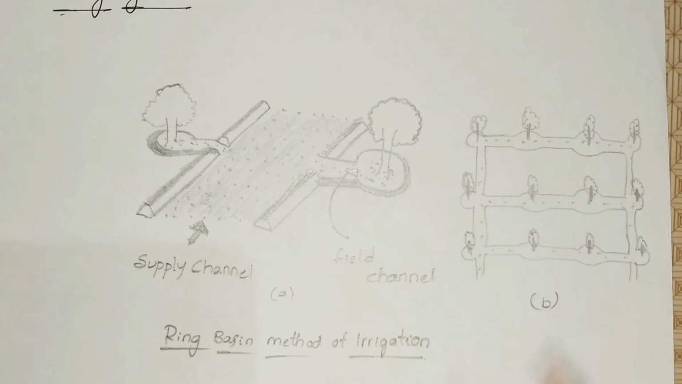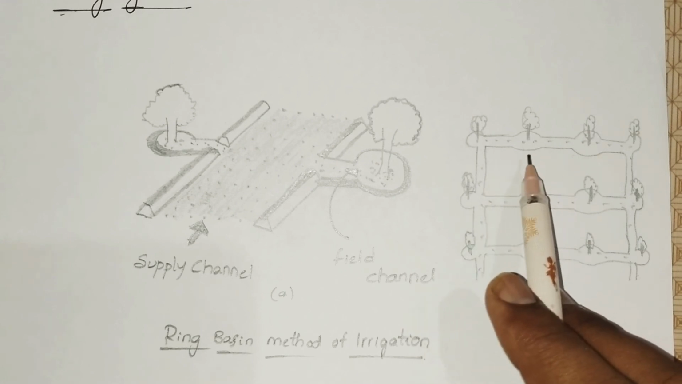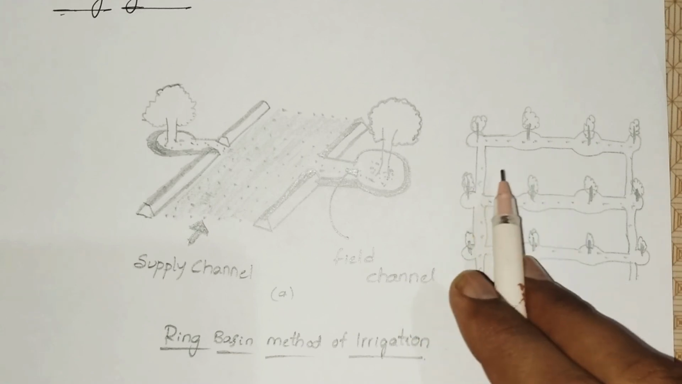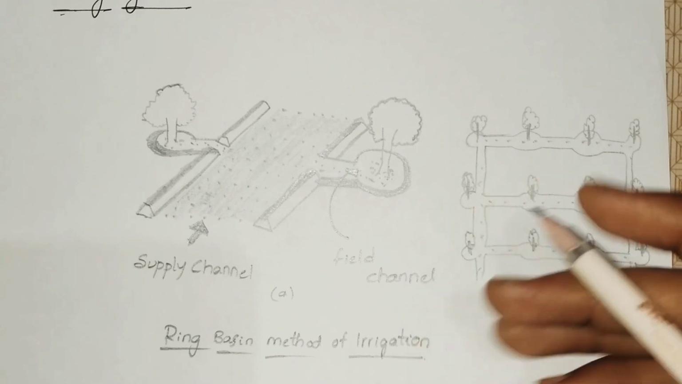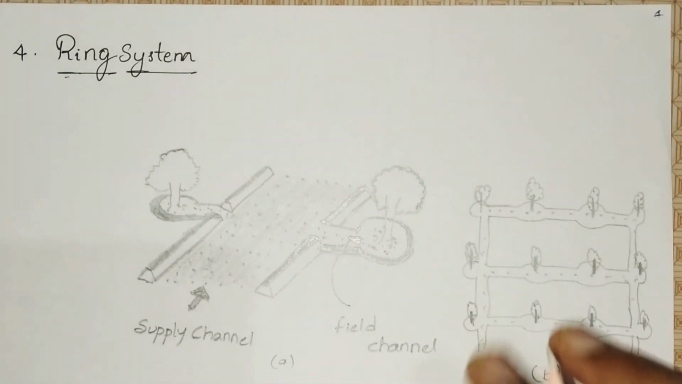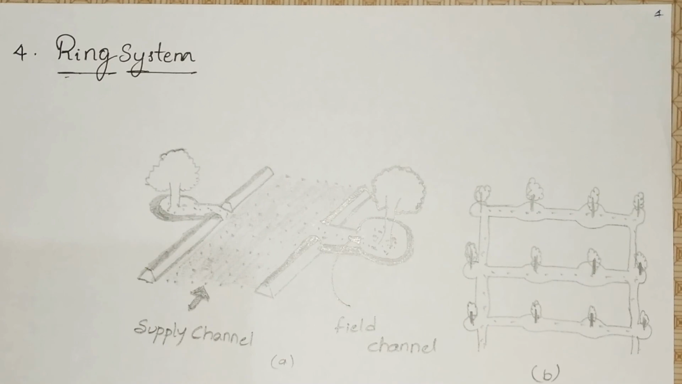Observe this diagram. We can observe that these are the furrows. These are rings, and the water comes through the rings. The size of the ring will increase as the tree grows. So, by these systems, we have completed surface irrigation. Next, we are going to discuss subsurface irrigation in the next videos.